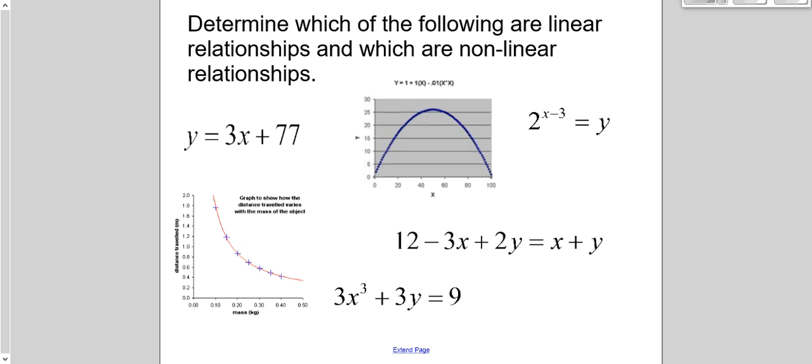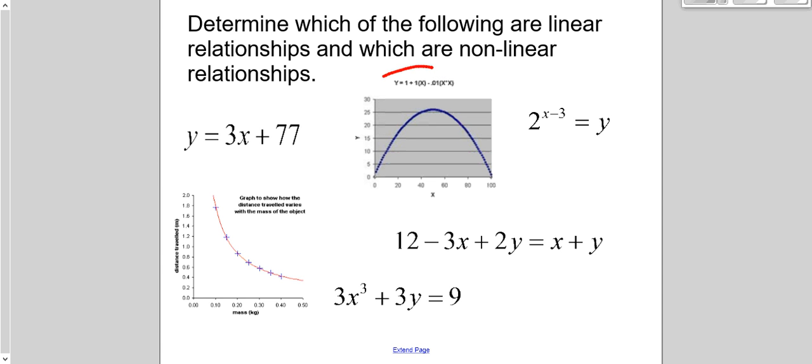Let's take a look at what we can consider a linear relationship and what would be a non-linear relationship. To get us started, here's a whole bunch of different equations and graphs. When we're looking at this, we're trying to decide if something is linear, which would be a straight line, or if something is non-linear, which would have a curve. I think a few of these are pretty simple to look at right away.